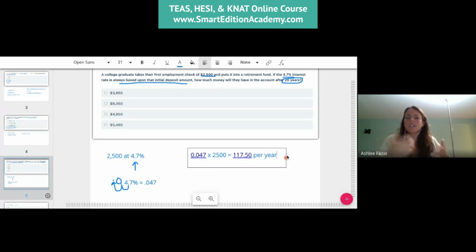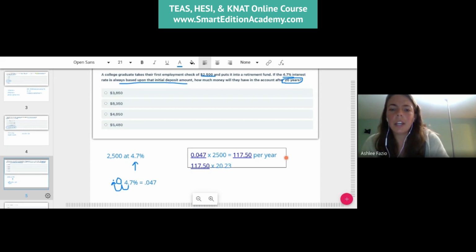Okay, so again, I'm just going to revisit the question. How much money will they have in the account after 20 years? I don't know how much they make in 20 years, but if I multiply this by 20, I can find how much interest they've made altogether. So again, just plugging this in my calculator, and I get 2,350.